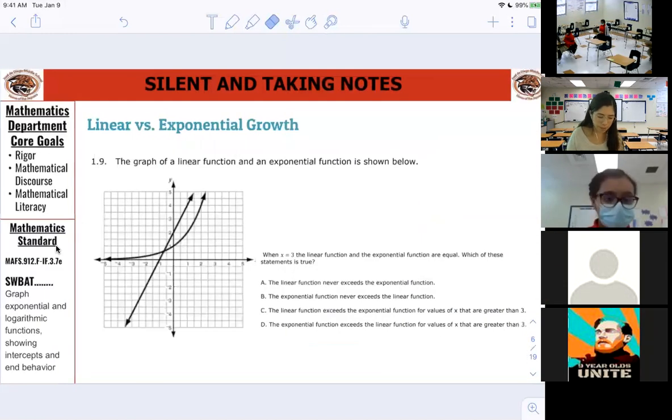How about here? Can I have a volunteer read? I know, Tyrone, you love to read. I'm going to let you go. The graph of a linear function and an exponential function is shown below. When x equals 3, the linear function and exponential function are equal. Which of these statements are true? Everyone take a look at the statements and let's think about it.